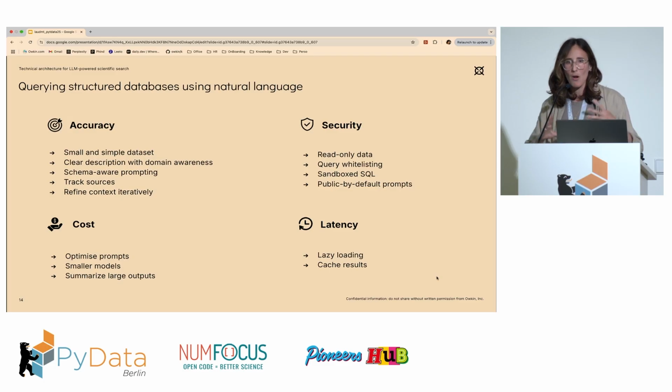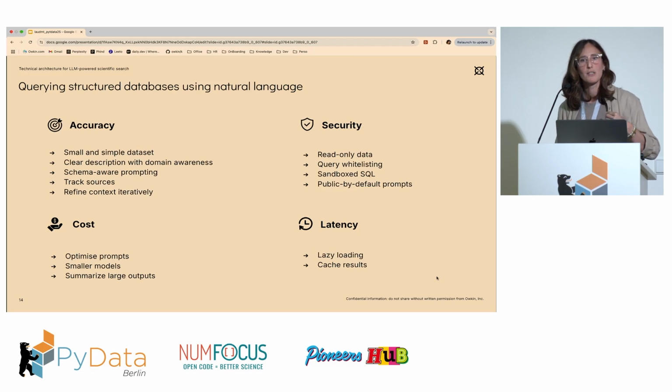So here is a summary of everything that we encountered and what we put in place along 4 important topics: accuracy, security, cost, and latency. And I want to highlight something that we discovered early on: everything you put in the LLM prompt, you have to be comfortable sharing with the public, because it's really easy to retrieve a system prompt with a smart query.